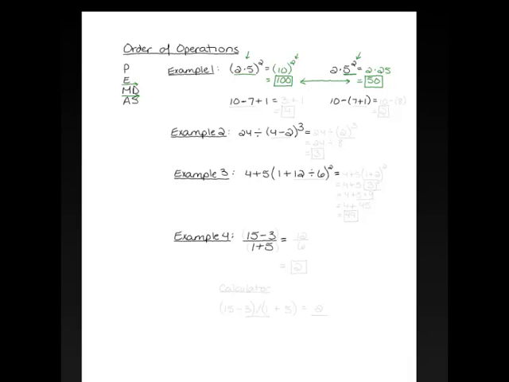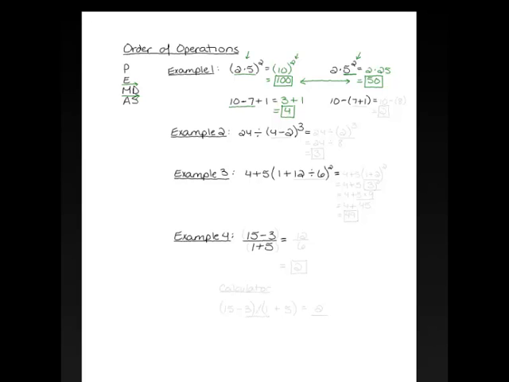Moving down to the next example, we have 10 minus 7 plus 1. And no parentheses, no exponents, no multiplication, no division. We have only addition and subtraction left. Now, because they are both in the problem, we need to work from left to right. So we're going to start with 10 minus 7. That is 3 plus 1. 3 plus 1 is 4.